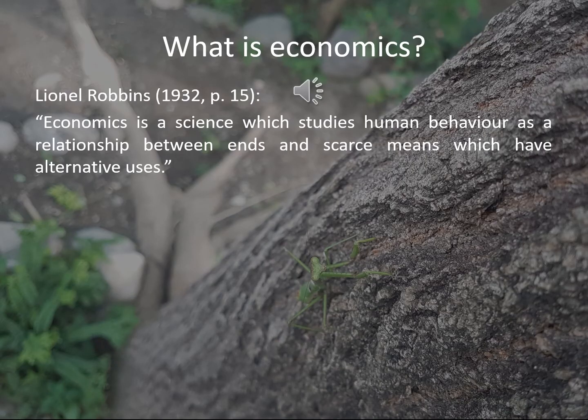So, what is economics? Probably the most used definition from Lionel Robbins reads, "Economics is a science which studies human behavior as a relationship between ends and scarce means which have alternative uses." This definition highlights both human behavior and scarcity. And as we will see, disagreements with neoclassical economics also center around its conceptualization of human behavior and scarcity.